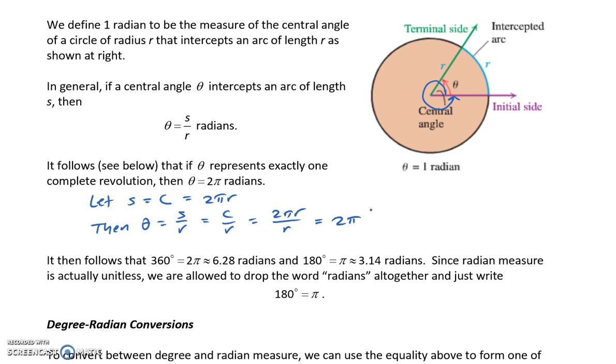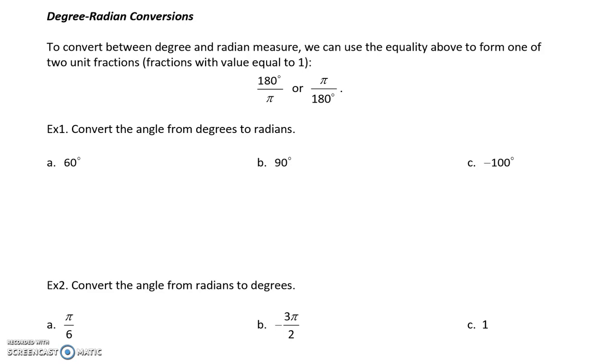As I've already mentioned, since radian measure is actually unitless, we're allowed to drop the word radians altogether if we wish and just write 180 degrees equals pi. And without any symbol next to the pi, it's understood that that represents radian measure. It's pi radians. Now this last equality, 180 degrees equals pi radians, is very useful in converting between degree and radian measure for given angles.